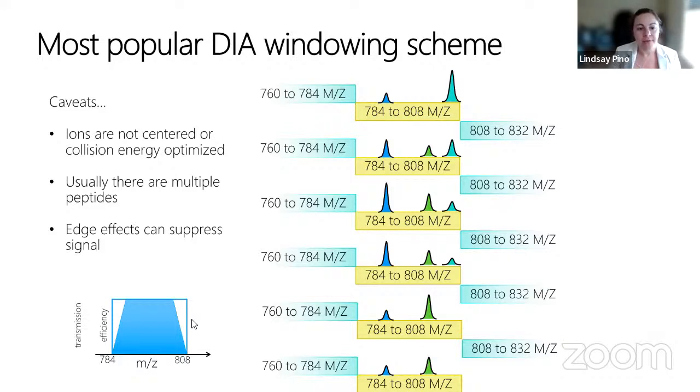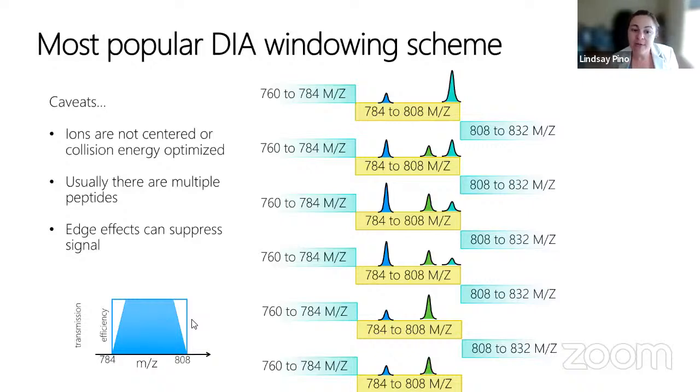And the fragments, any peptide that falls in that 25 m/z wide window will get fragmented together. So you'll have chimera spectra, with multiple peptides in the same spectra. That's why it's nice to use DIA software to analyze this, because they're specifically designed to take that into account.